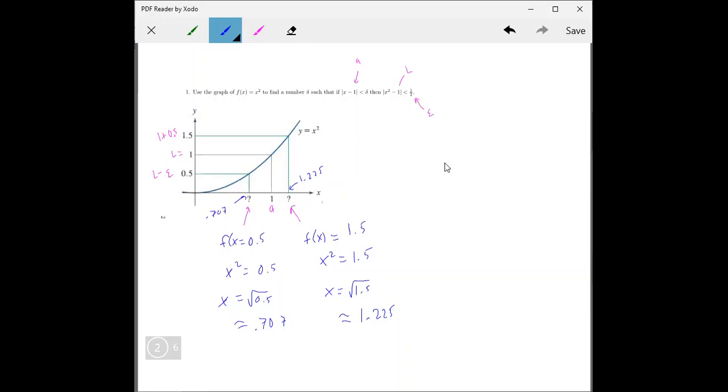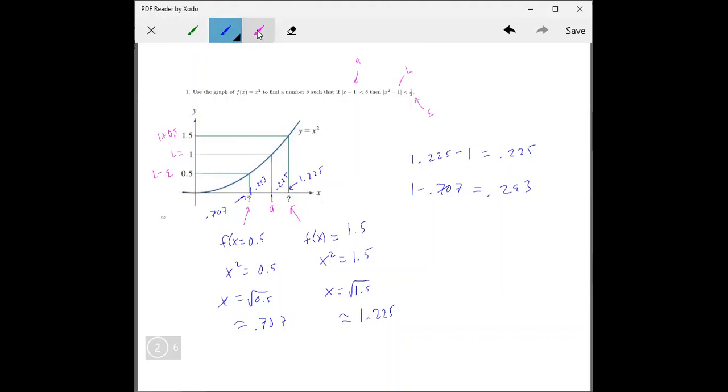And you want to find the distance from 1 to each of these points, okay? So 1.225 minus 1 is 0.225. And then 1 minus 0.707 is 0.293. Okay, so this distance here is 0.293, and this one here is 0.225.